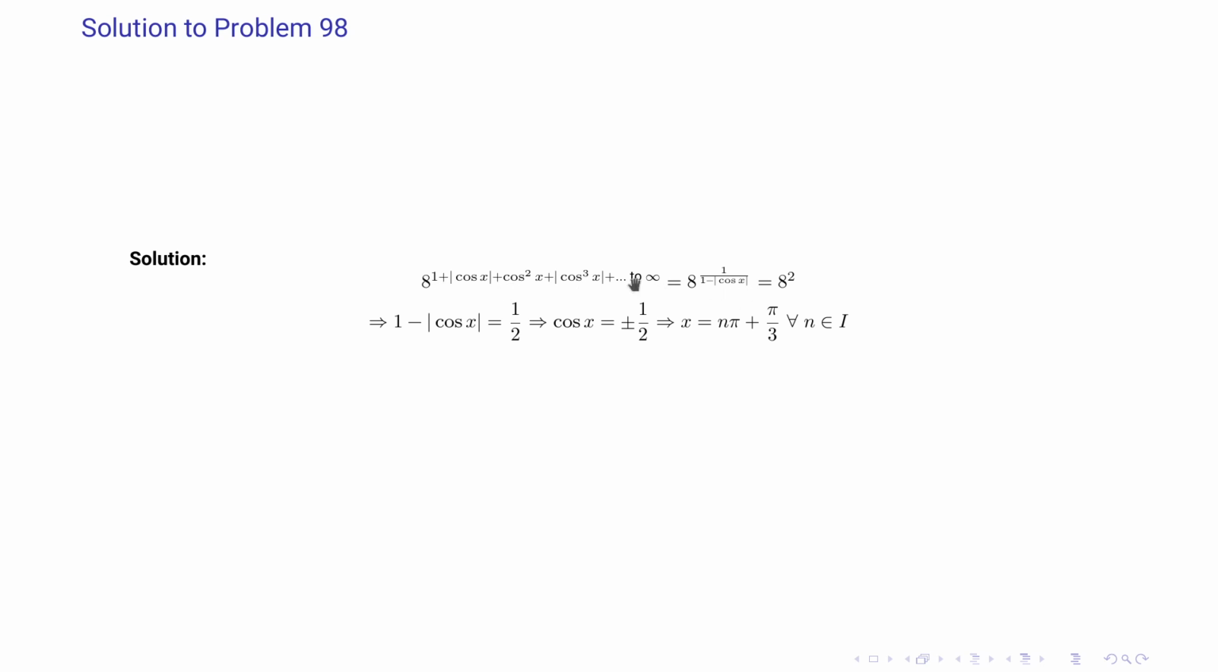So we can write the sum of this GP as 1 by 1 minus modulus of cos x is equal to 8 square. So 1 minus modulus of cos x will become half. Thus cos x will become plus minus half, which gives us x is equal to n pi plus pi by 3, where n belongs to the set of integers. So this actually requires a bit of knowledge of trigonometry. If you have not yet studied trigonometry, you can skip this problem and come back to this later.